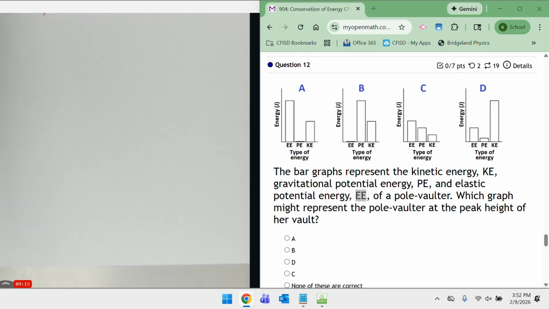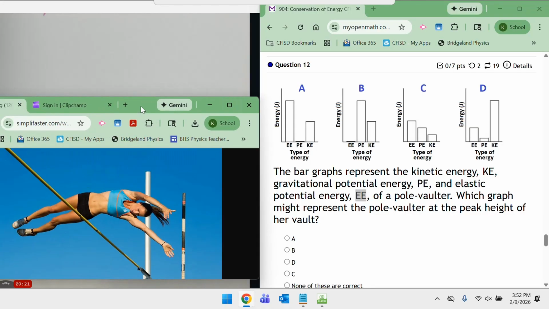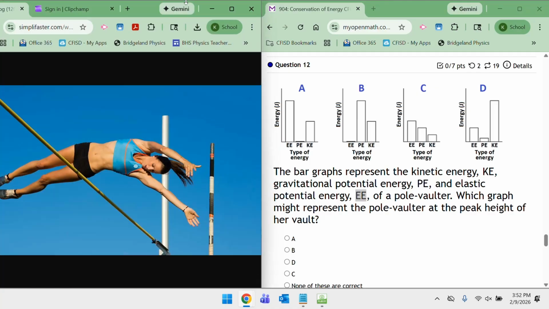So if you don't know what a pole vaulter is, that might make this question a little bit tricky. So let's take a look. This is a pole vaulter. They run and they stick this pole into the ground, and then they use it to launch themselves over a bar like this. When they first stick that pole into the ground, it bends quite a bit actually. Let me find a different picture so that I can show you that. But that pole will bend.